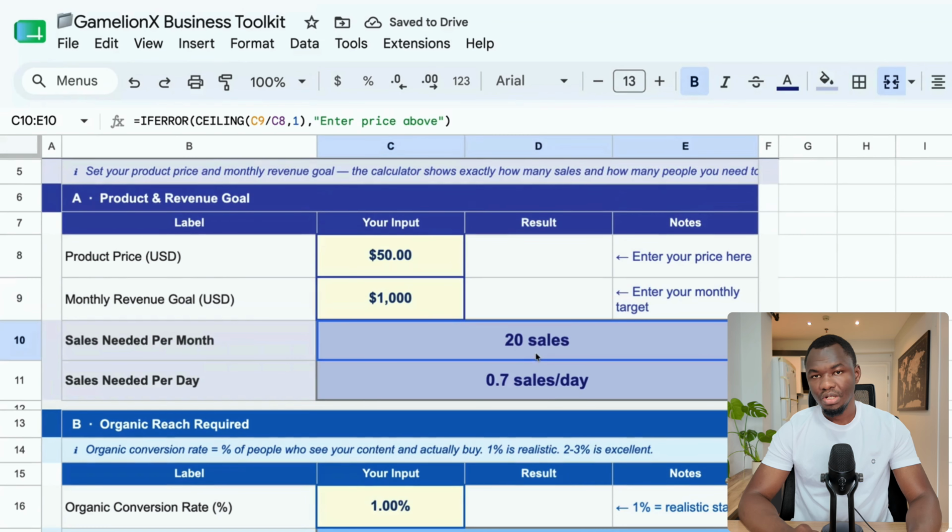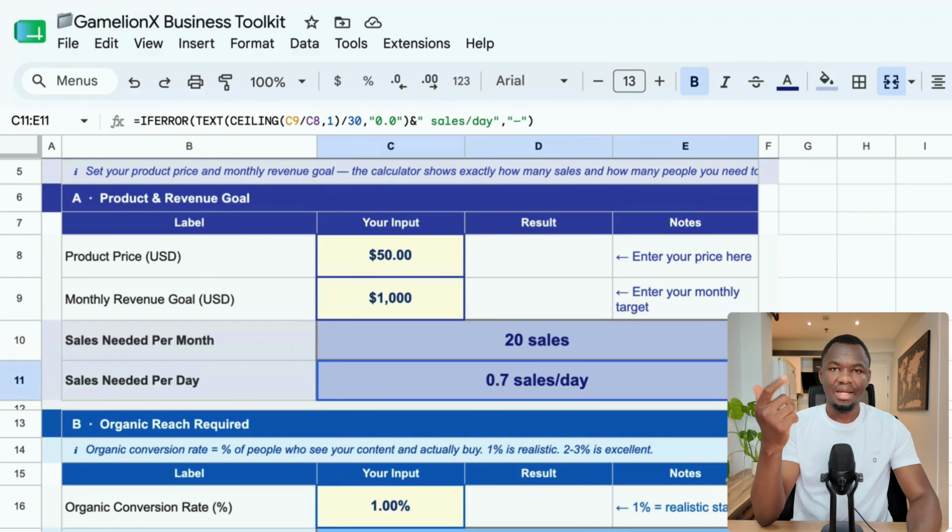It means you just need to make 20 sales in a month. And in the day, you even need to make less than one sale. That means one sale a day. And then on other days when you don't make any sale, you can still reach your target. It is all about numbers.